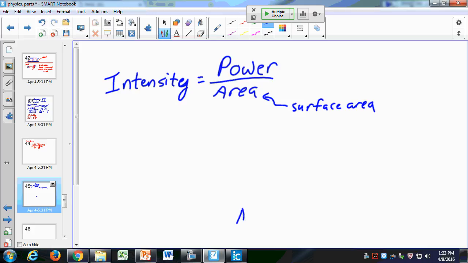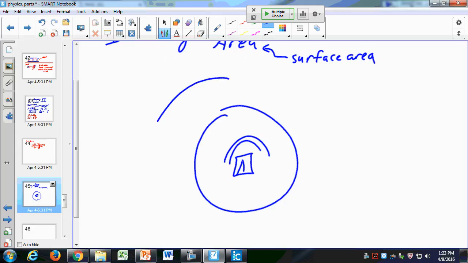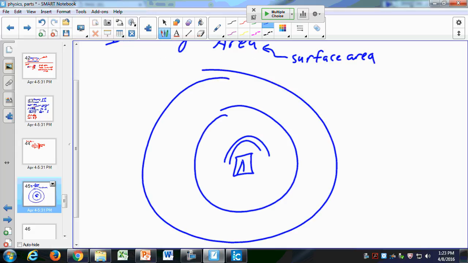For example, if you have a source of sound right here, it's putting out sound in 3 dimensions, right? You can in fact imagine that it has these spheres surrounding it, and the intensity of each one is equal to the power divided by the area of that sphere. So you have this speaker that's putting out sound, you move out a certain radius, and then you move out twice that radius.